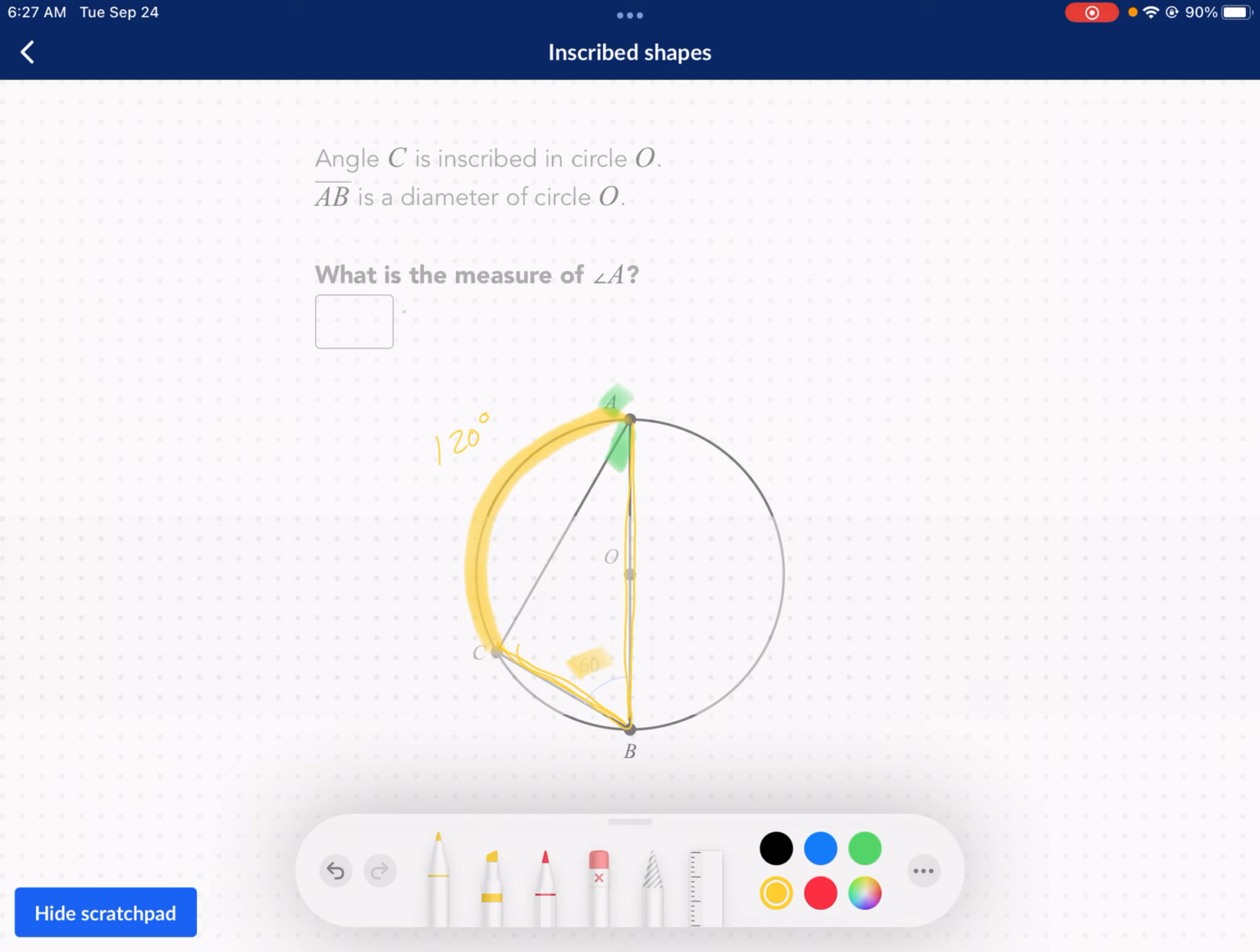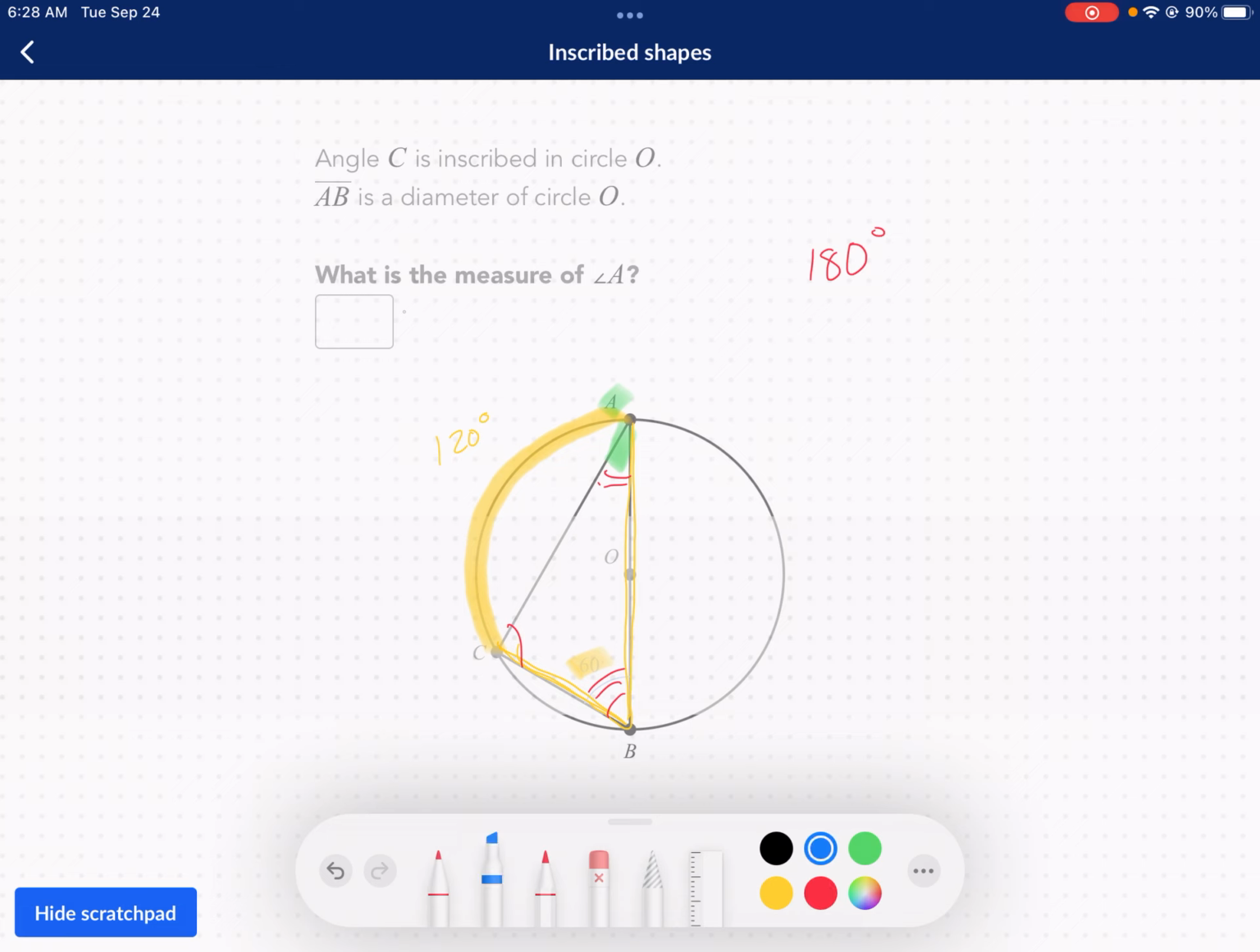Okay, and then the other thing is we're told that AB is a diameter. So let's talk about C. Now, one of the properties of a triangle is that all three angles need to add up to 180 degrees. Okay, so we know 60 is going to take it away, and then if we find C, we can take that away, and then we're going to be left with A. That's my thinking right now.